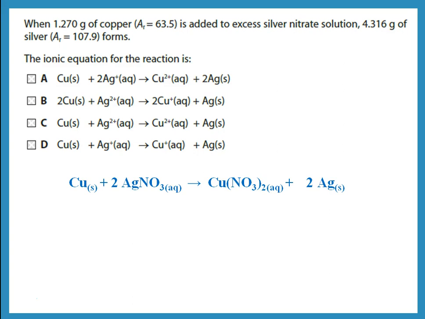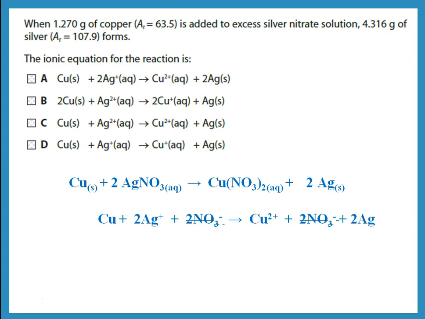Now I ionize whatever is aqueous, so the metal remains the same, but the aqueous is ionized, so silver nitrate is actually Ag+ and NO3-. I had a 2 before them, it still remains. Now the copper nitrate is aqueous, so I have copper ions plus nitrate ions. Anything that's a solid, liquid or gas remains the same.